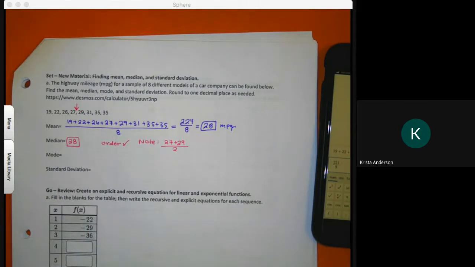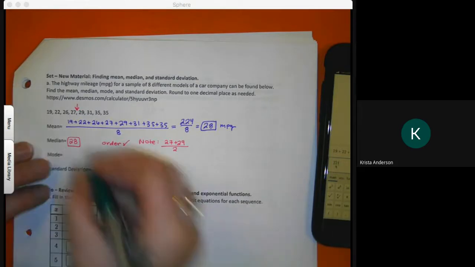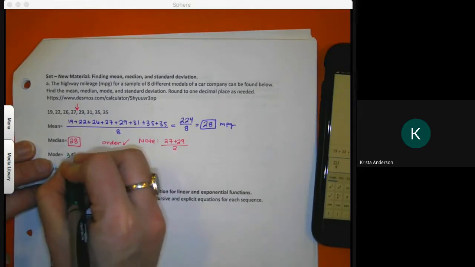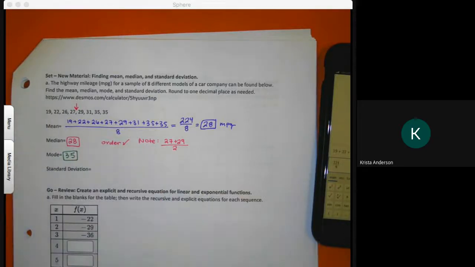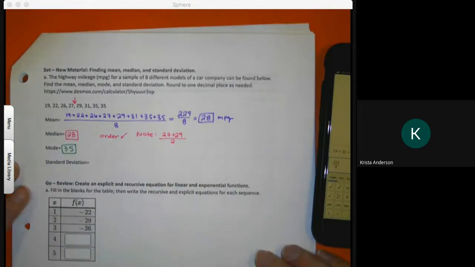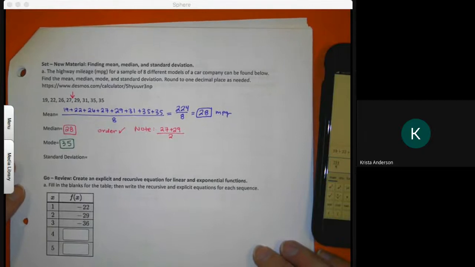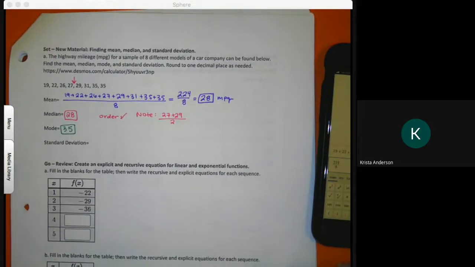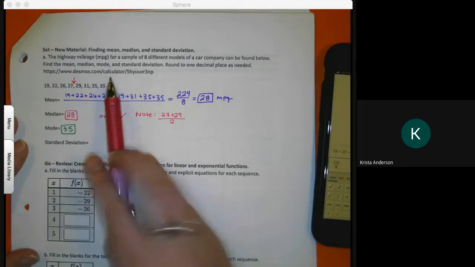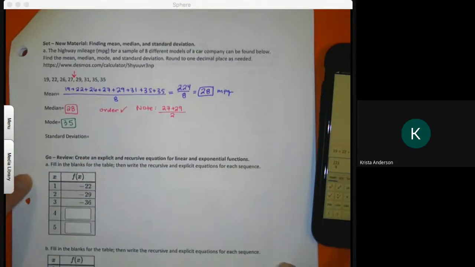Which number occurred the most for the mode? 35. 35 occurred the most. That is my mode. The new section is the standard deviation. There is a formula to do it. I'll show you it and you can try it on your homework if you want, but I'll show you an easier way to do it on a calculator.